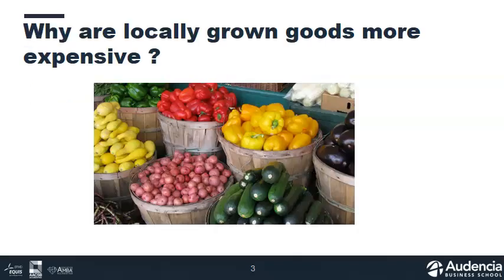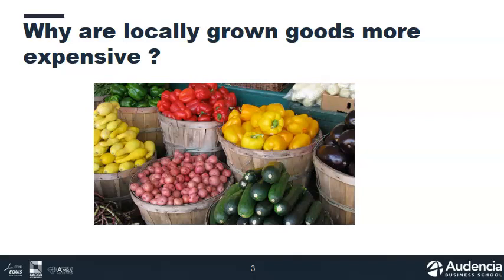Some of you have probably noticed that locally grown goods are probably more expensive than when you go into your grocery store and buy something that may even be from very far away. And some of you may wonder, well, why is this the case? It's due to a lot of things. It could be that there's not a lot of supply of local goods, that they're very rare, and because they're rare, the producers maybe are asking for a higher price.